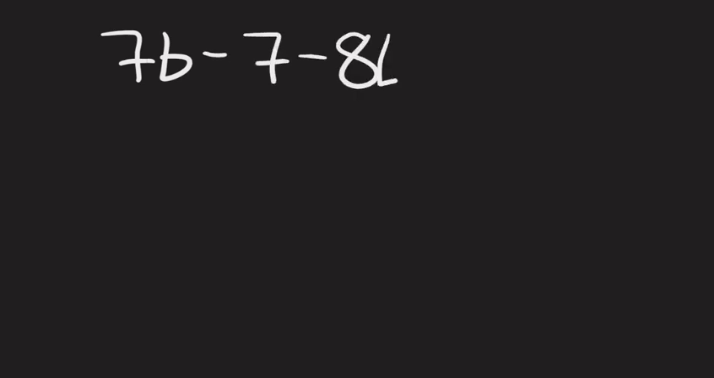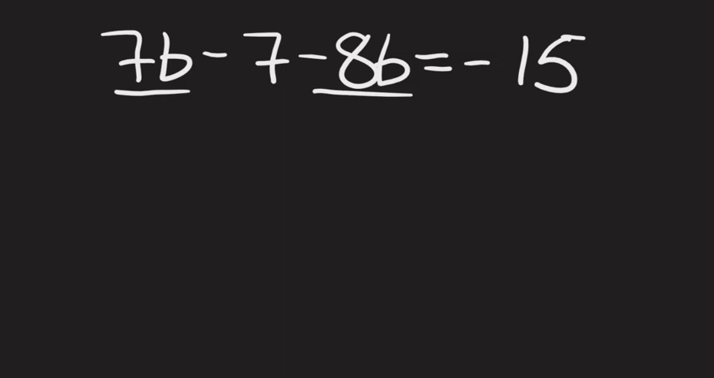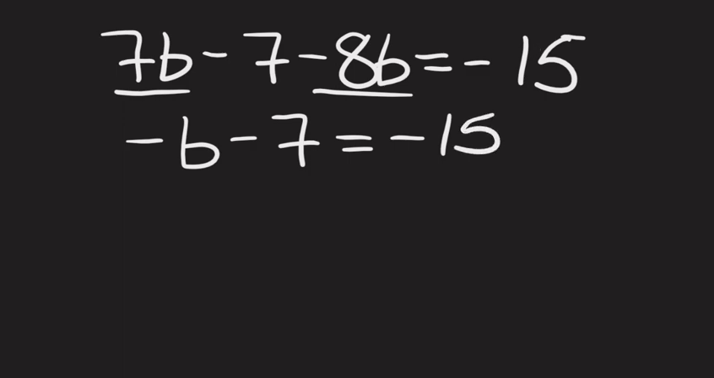Now we're going to move on to the multi-step equations. First we're going to have 7b minus 7 minus 8b equals negative 15. We have to combine like terms in order to get b by itself. First we're going to combine 7b with negative 8b. 7 minus 8 is negative 1b. Minus 7 equals negative 15.